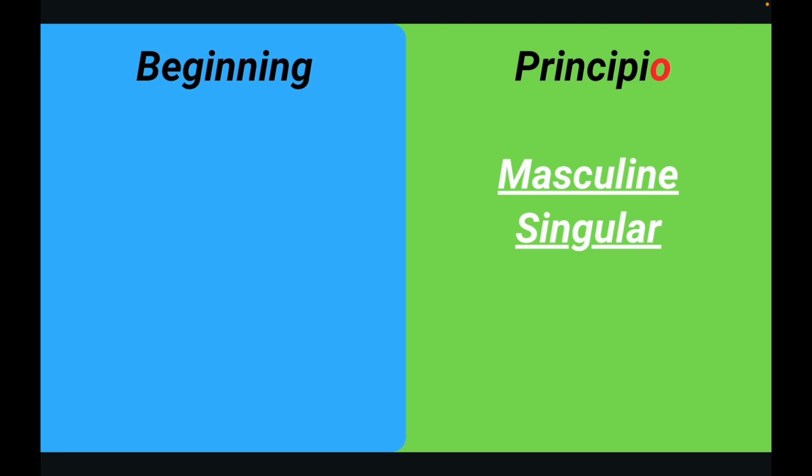Now, nouns in Spanish also have number, and by number, we mean singular or plural. So when I ask for the number of a word in Spanish, I'm asking, is it singular or plural? The O ending is commonly a masculine singular ending in Spanish. So if I ask you for the gender and the number of the word principio, I'm asking for the answer: masculine and singular. Principio, beginning.